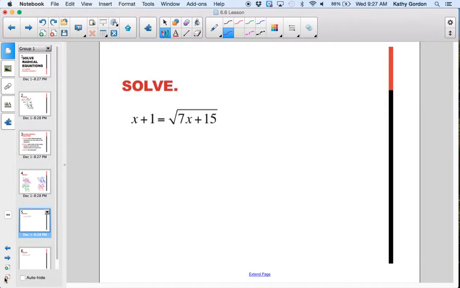But does it change our process? No. Our first step is still to get the radical by itself. Awesome, done. Right? It's over on the right side all by itself. Got it isolated. Second step then is to do what? We square both sides. Take both sides to the power that eliminates the radical. So if it's a square root, squaring is what's going to eliminate it, and I have to do that to both sides. So the entire x plus 1 side is getting squared.